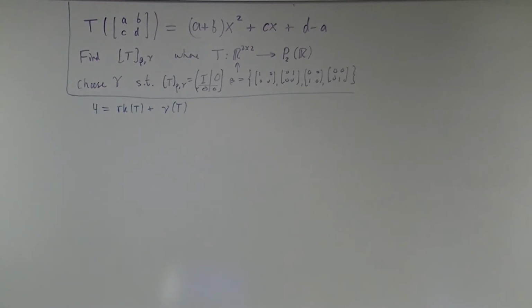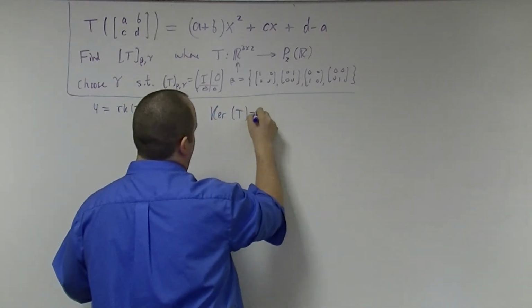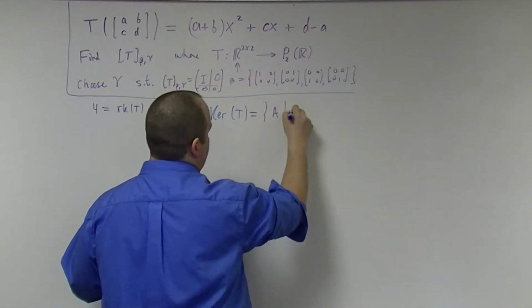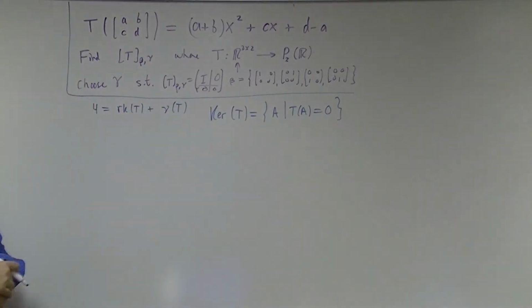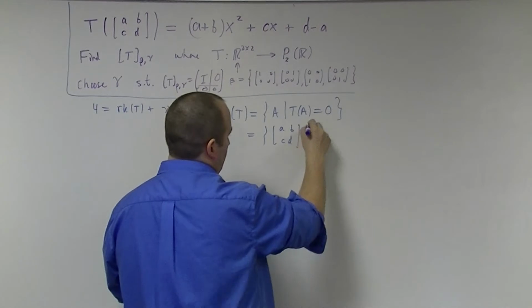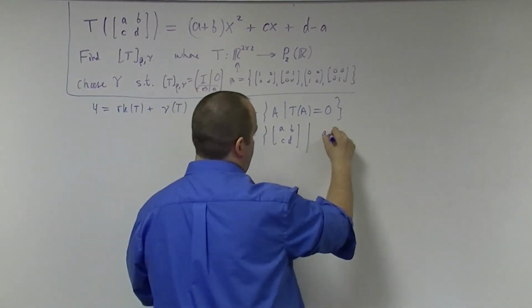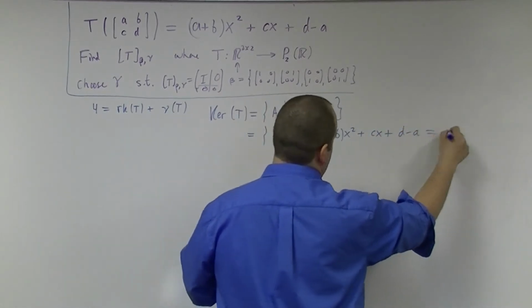I think nullity of T is the easiest thing to calculate, because there we just have to understand what's in the kernel of T. What's in the kernel of T? That's just A such that T of A is equal to 0, right? It's the 2 by 2 matrices which map to 0. So what would that be? A, B, C, D, such that (A plus B)x squared plus Cx plus (D minus A) is equal to 0.